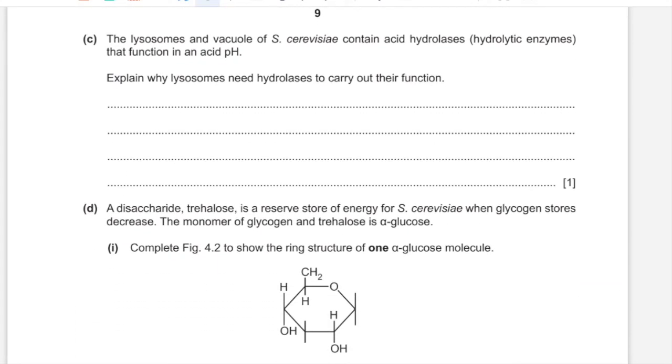See, the lysosomes and vacuole of S. cerevisiae contain acid hydrolase, or hydrolytic enzymes, that function in an acid pH. Explain why lysosomes need hydrolysis to carry out their function.